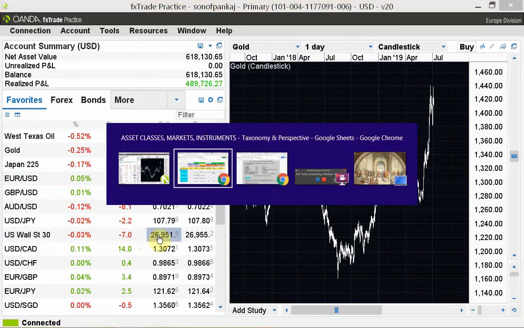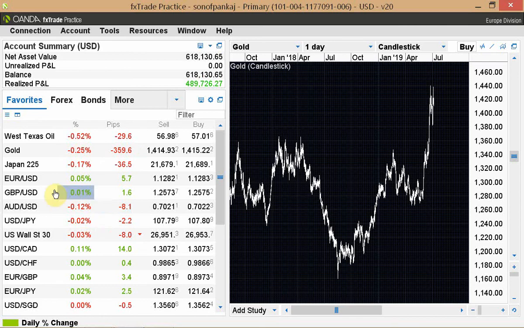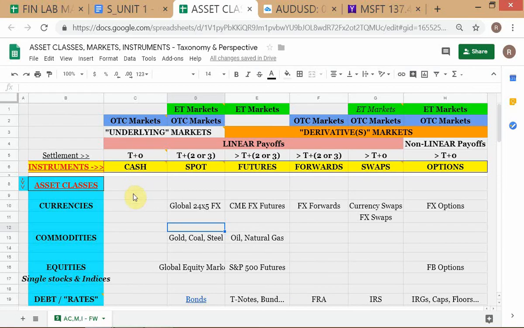So where would you put Japan 225 here, guys? Just since we are there, where would you put it? Which row? Equities. Okay, so here we would put it. Most of these are quoted on a spot basis; this is just a matter of knowing the convention. So you would put all the global equity markets, including indices, here.